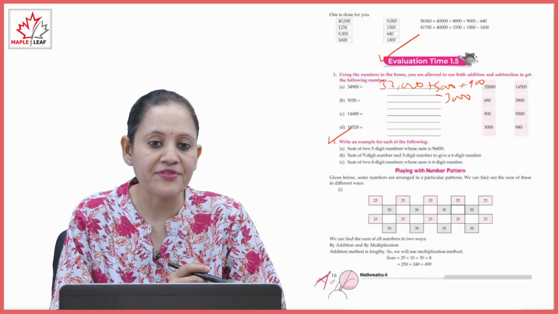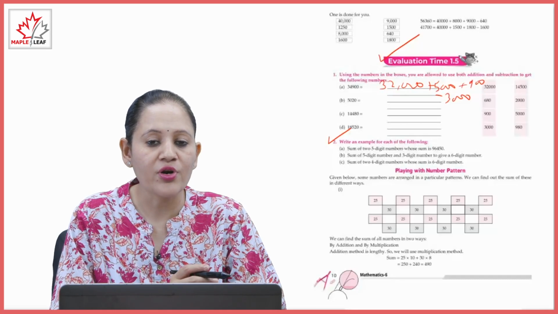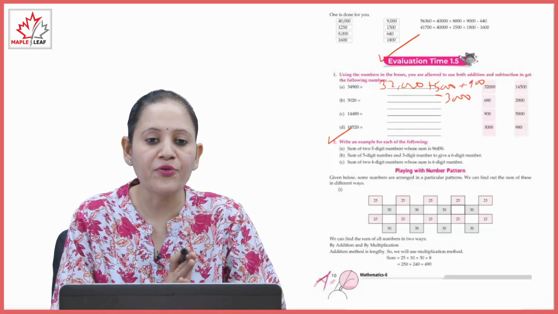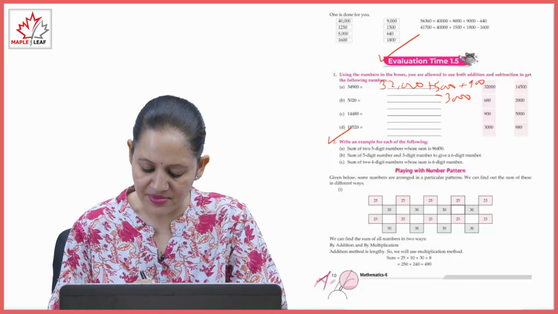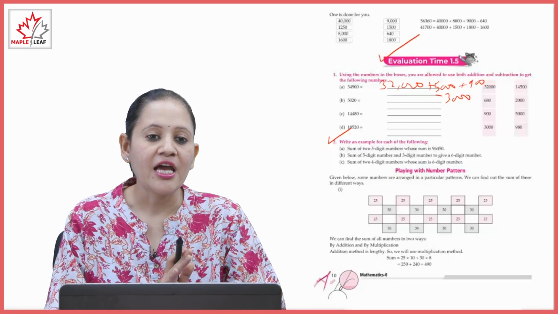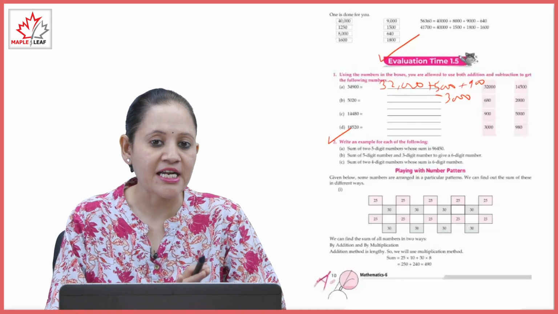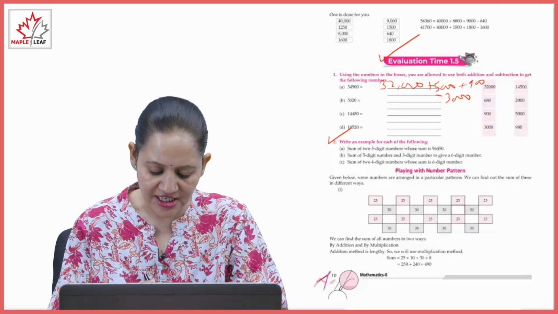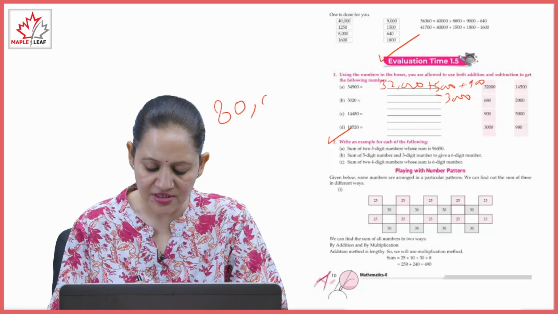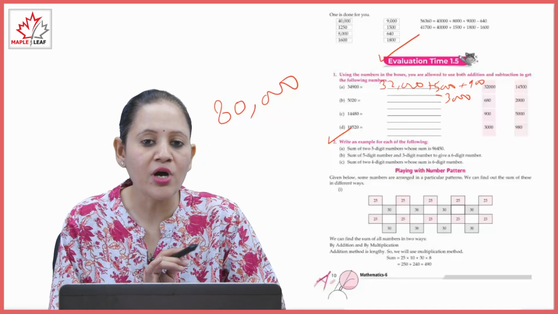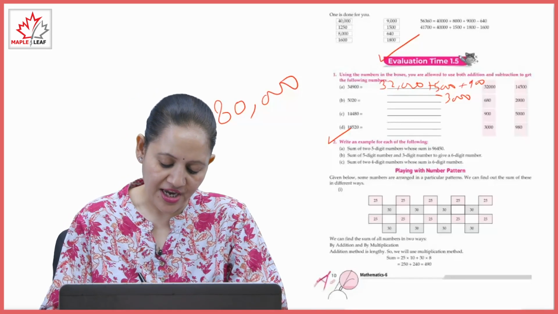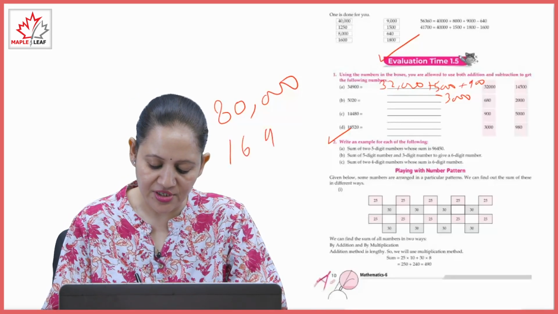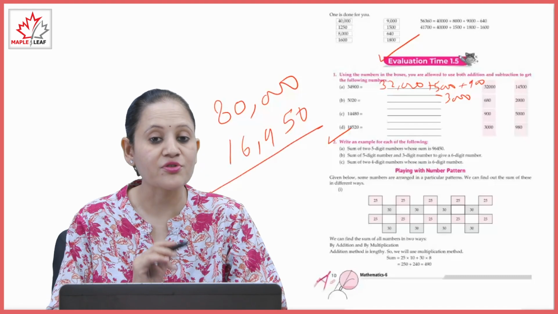Sum of two 5-digit numbers whose sum is 96,450. So you have to find any two 5-digit numbers whose sum is 96,450. You can take 80,000. Now the sum should be 96,450. So if we add 16,450 to it, the sum will be 96,450.